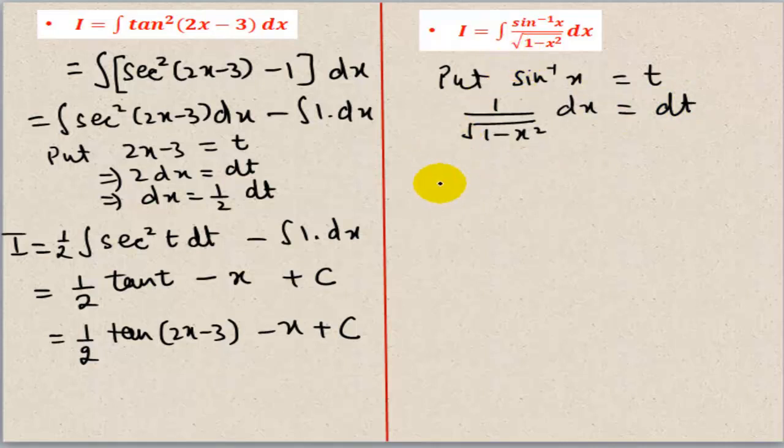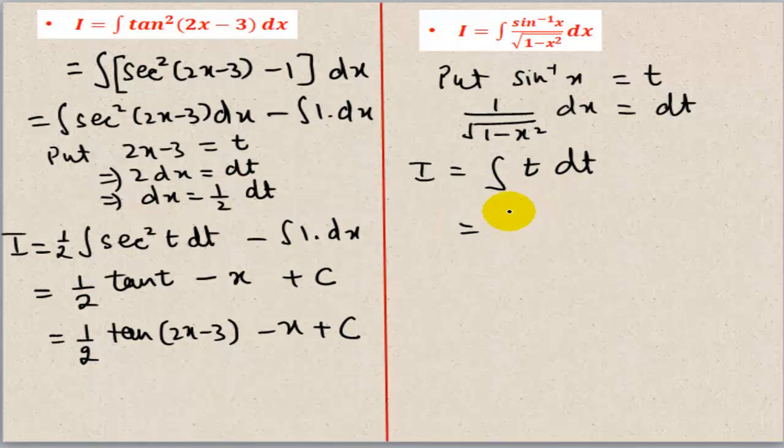So just put it in the integral and you are ready to integrate the function. Sine inverse x, we can replace it by t, and 1 over square root of 1 minus x square into dx can be replaced by dt. So see what a simple form this integral has taken.